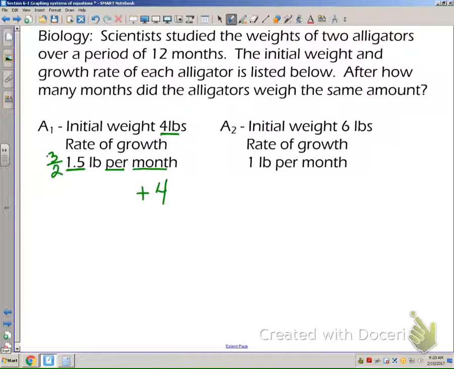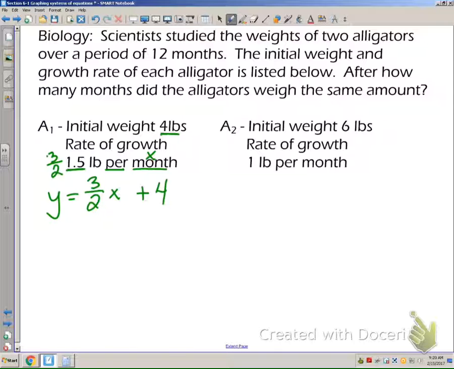Okay, so per month, let's let x be our number of months. And how would I write that they're growing by 3 over 2 pounds per month? I would just put 3 over 2x plus their initial weight is going to give me y, their total weight.